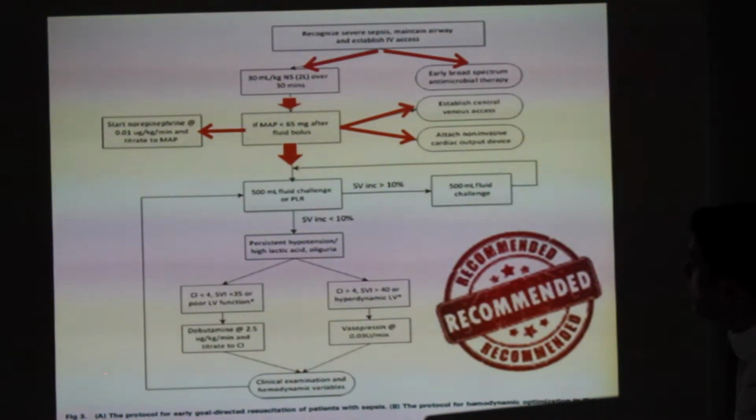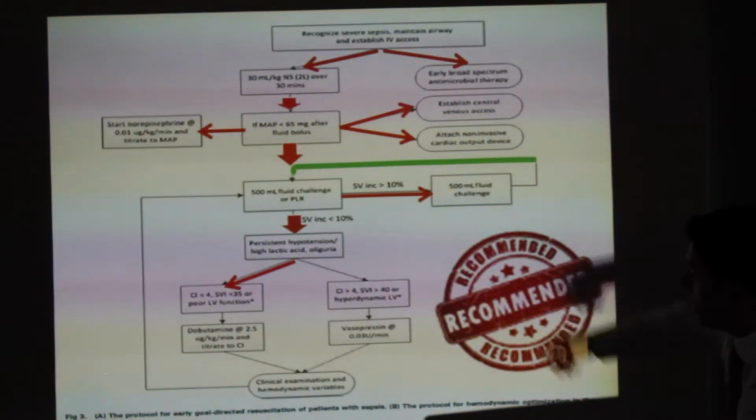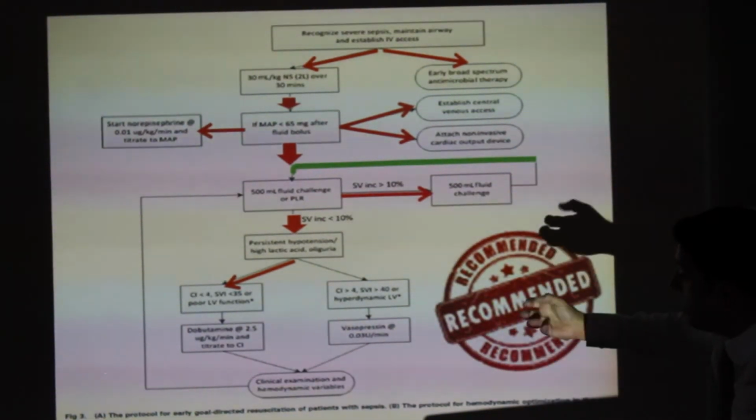Fluid, 500 fluid challenge, or PLR, look at the stroke volume. If it increases by more than 10%, keep doing fluid. If stroke volume doesn't increase more than 10%, with persistent hypotension and high lactic acid, you can look at the cardiac index. You can do a bedside echo also and see the pumping.